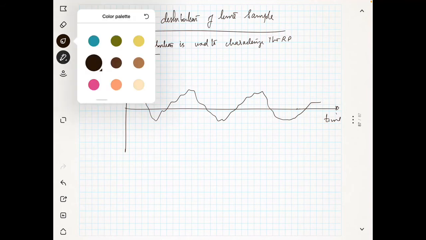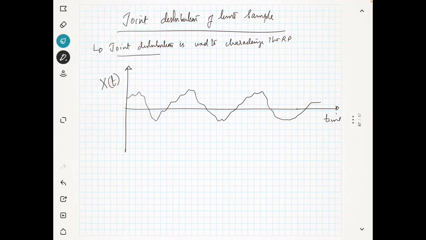Now let us consider the time instances. Let's say this is t1, this is t2, this is t3, t4, t5, etc. So you can consider the time instances like this. Now the joint cumulative distribution is defined as, first of all I will define the joint cumulative distribution.